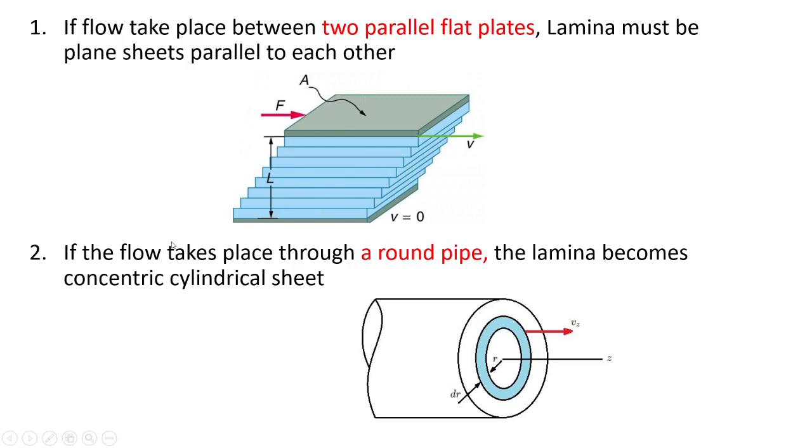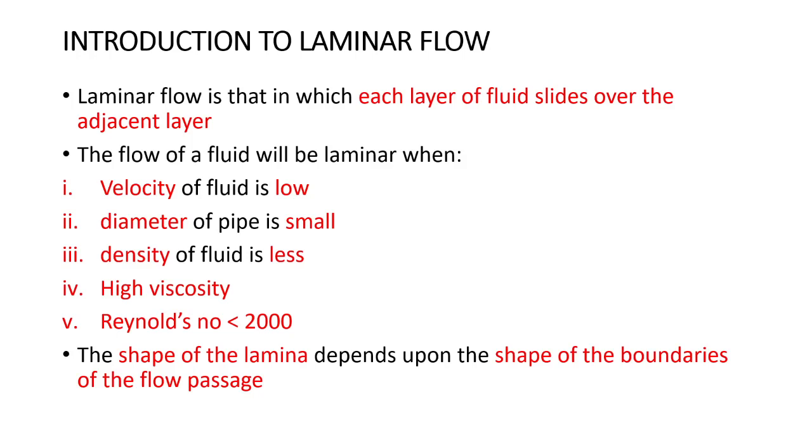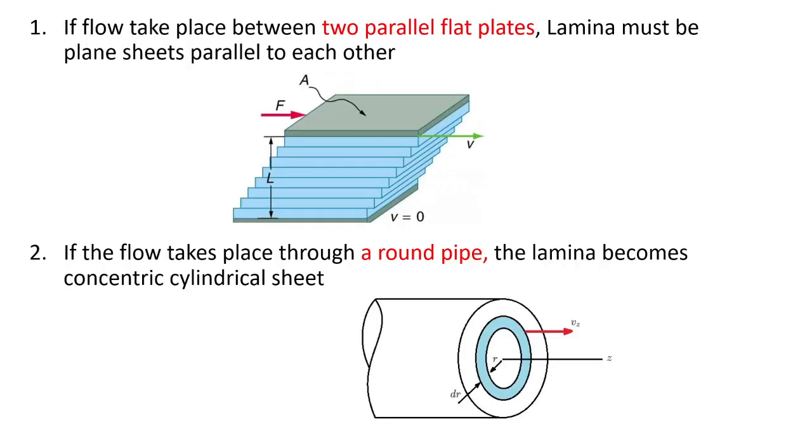And the second case is if the flow takes place through a circular pipe, as shown in this figure, the lamina becomes concentric cylindrical sheets. So depending upon the shape of the boundaries of the flow passage, the shape of the lamina varies. That is, in the case of plane parallel plates, the lamina will be plane sheets, and in the case of this round pipe, it will be concentric cylindrical sheets.